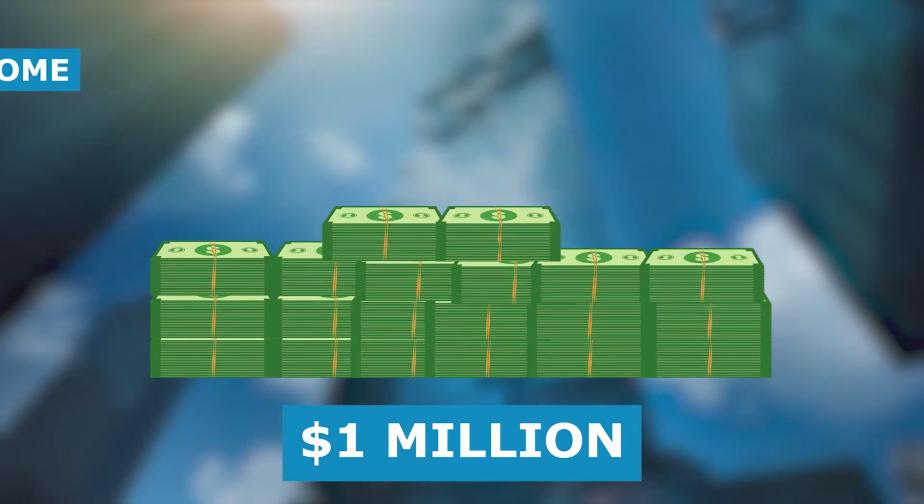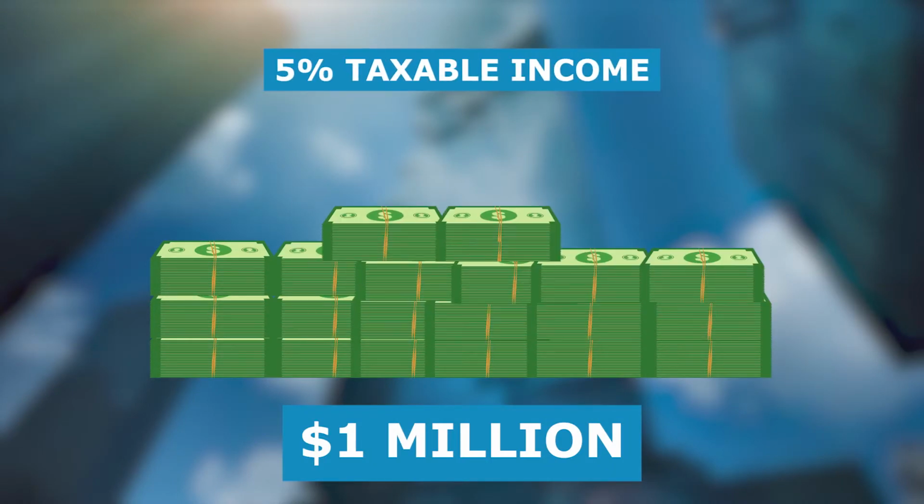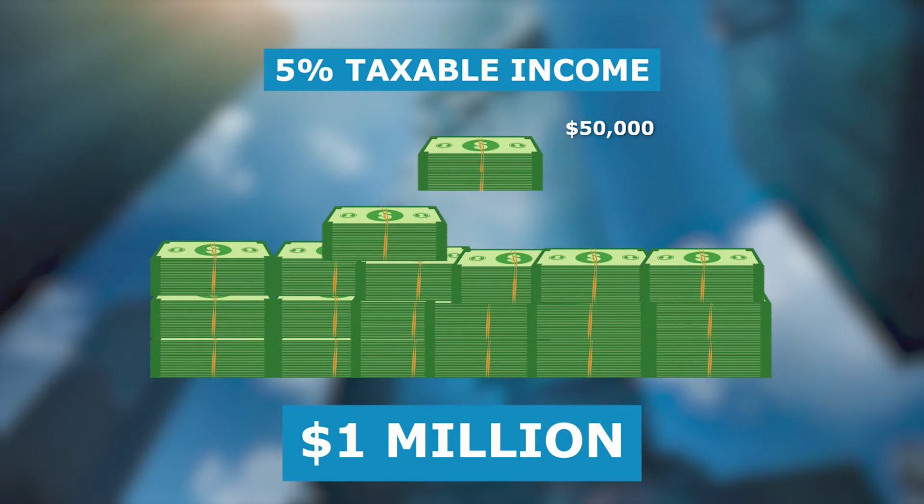So assuming you've got $1 million and you generate 5% of annual taxable income, that's $50,000. If I were to get that for myself, or if Jane were to get that for herself, she would have to pay tax on $50,000. If she's at the top tax bracket, she's now lost roughly half of that, okay? Half of that to tax.